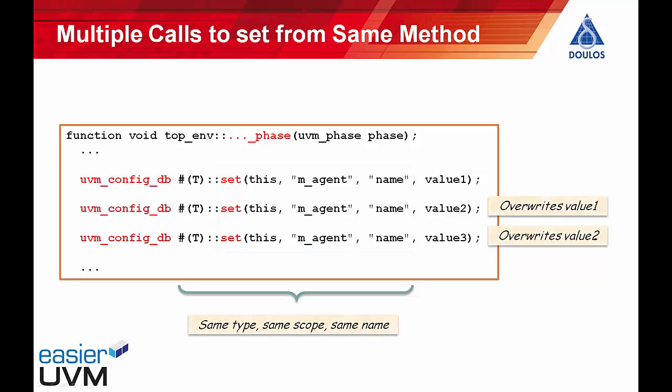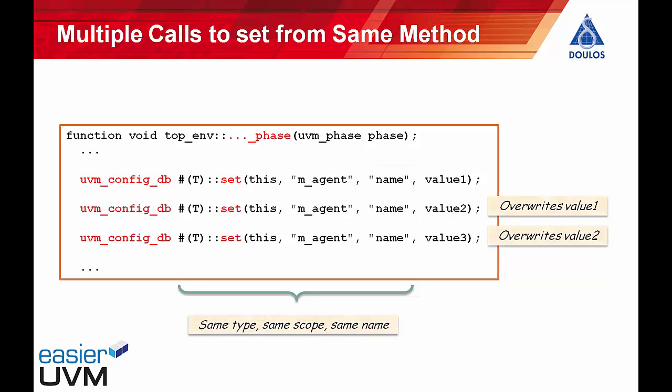So the key point here is that we're making multiple calls to set for the same configuration parameter where the names and the scopes are also the same for each call. So in each case the data type is T, the scope is this M agent, and the name of the parameter is name, but on each call we're choosing a different value.